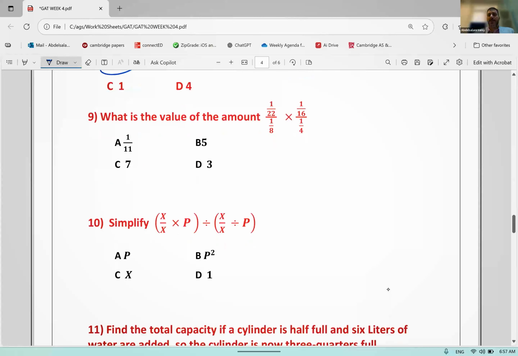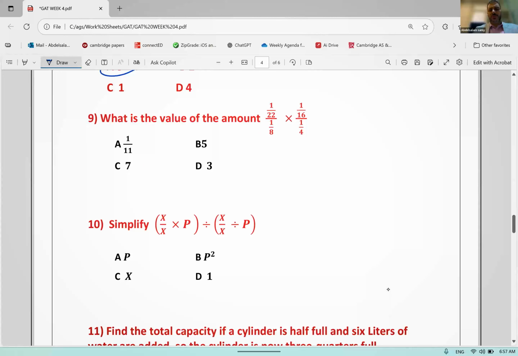Question number 9. Again, I told you, I will try to simplify this fraction. Remember, multiply the first by the last, 1 times 8. Multiply the second by the third, 1 multiply 22. 1 times 4 is 4. 16 times 1 is 16.